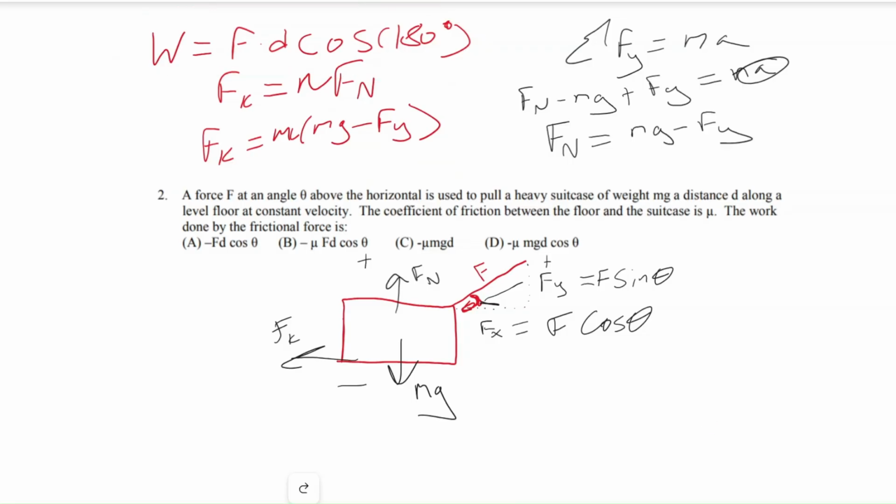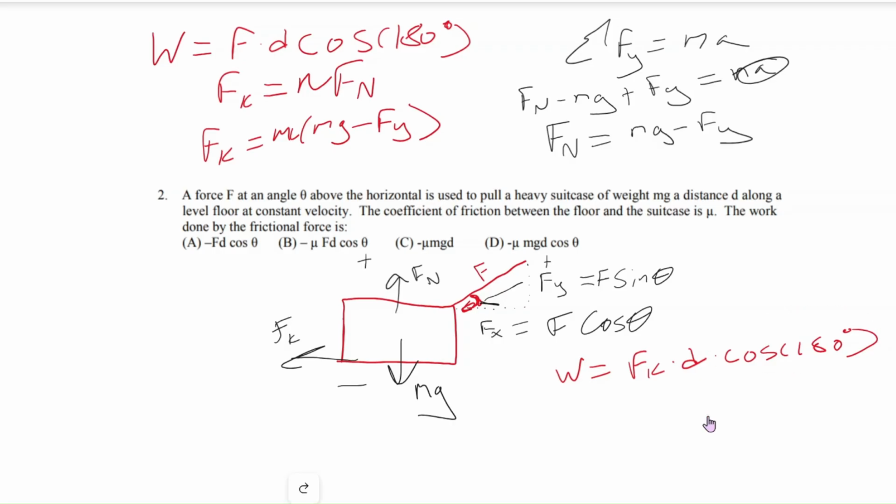Reason being, our work equation is the force, which in this case is the frictional force, times the distance times cosine of 180. Doing so, we can go ahead and substitute that in. We can say that work is equal to force, which is the force kinetic, times distance times cosine of 180 degrees.